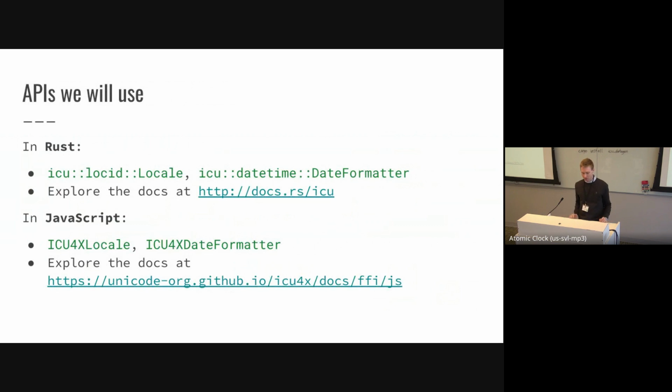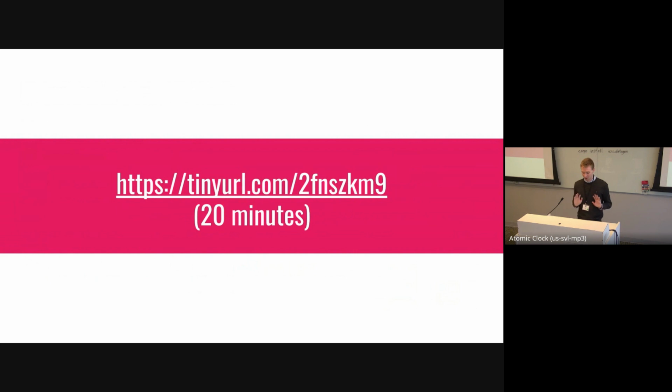Right, so these are the ICU4X APIs that we're going to use. We're, of course, going to use a locale to figure out what language to format our data in. And then we're going to use the date formatter. I've linked the docs here. They're also linked in the tutorial script that you can access to explore. And yeah, that's the URL. I hope this is readable. You will have to type that out.